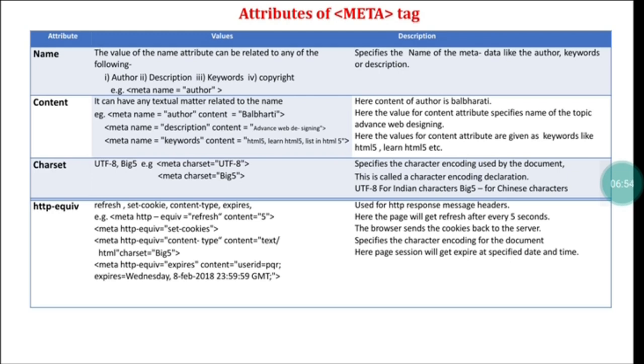The next attribute is meta http-equiv. It has values like refresh, set-cookie, content-type, expires, etc. Meta http-equiv equal to refresh, content equal to 5, means the page or the document will refresh every 5 seconds.